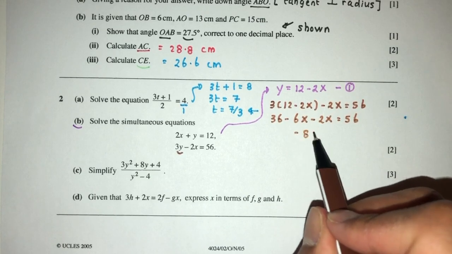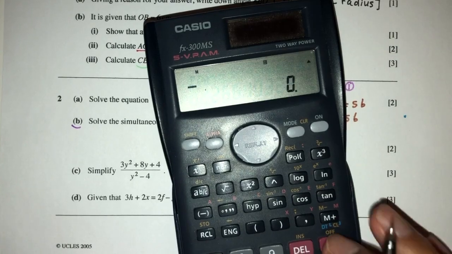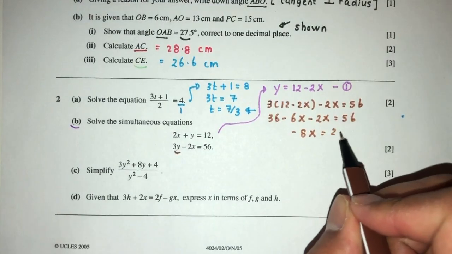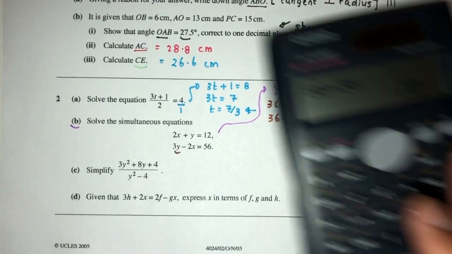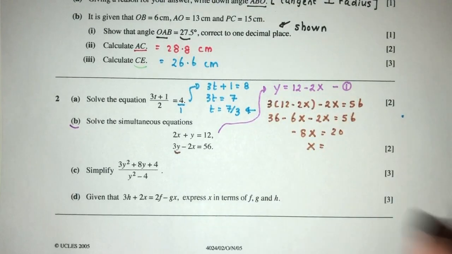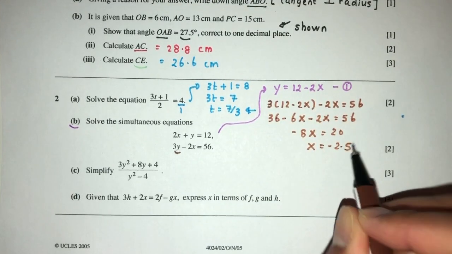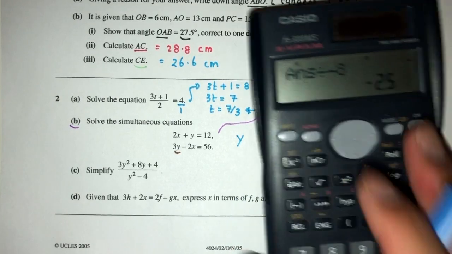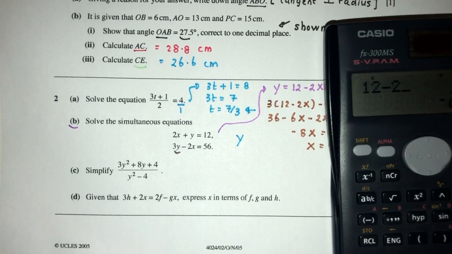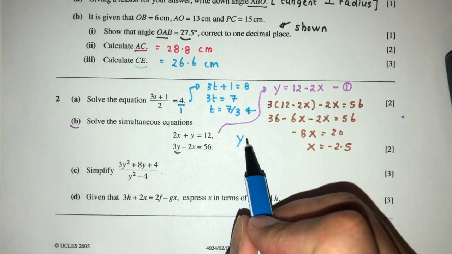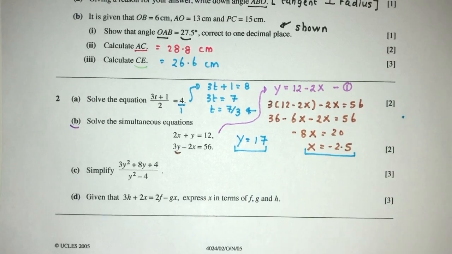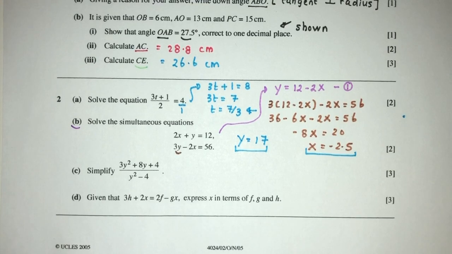Simplify, minus 8x. That will be what? So 56 minus 36, that will be 20. So x has to be 20 divided by minus 8. That will be minus 2.5. So finally, y has to be, replacing this one back here, 12 minus 2 times the answer. That will be 17. Okay, so this and this will be the answers for this simultaneous equation where you have to find the values of x and y.